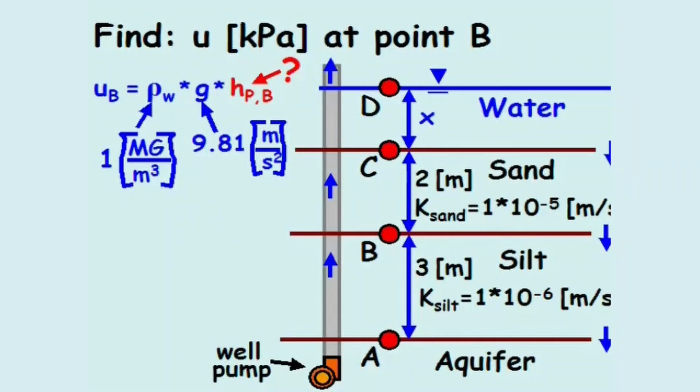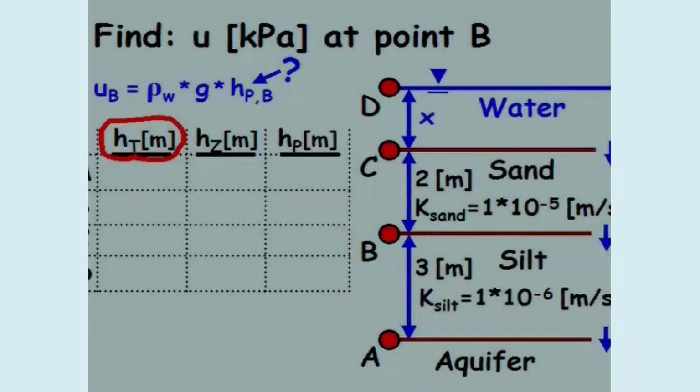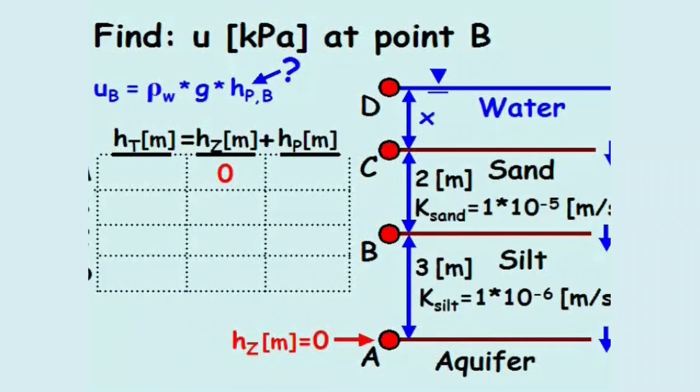At this point, it may be convenient to tabulate the head values for points A through D. This includes the total head, the elevation head, and the pressure head. Since we neglect velocity head, the total head equals the elevation head plus the pressure head. We assume a vertical datum at point A to equal 0, so we assign point A to have an elevation head of 0 meters.